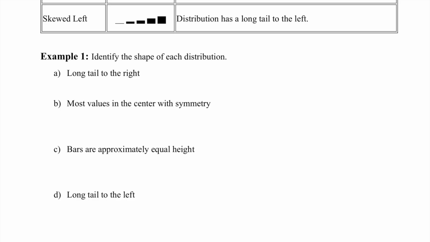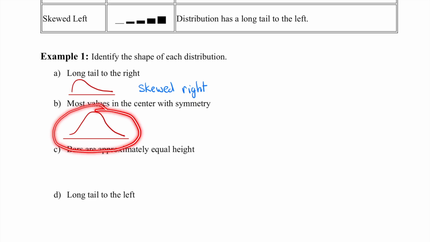Example 1. Let's identify each distribution shape. Question A. Long tail to the right. The shape should look like this. Since the tail points right, the distribution is skewed right. Part B. Most values in the center with symmetry. The shape should look like this. That describes a bell-shaped distribution.